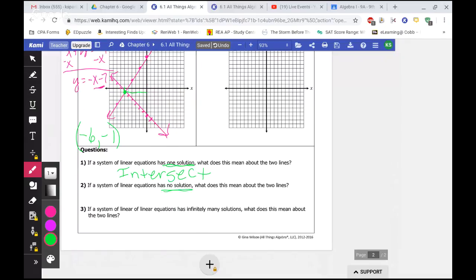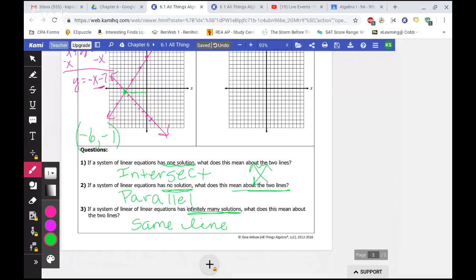If a linear equation has no solution, what does that mean about the two lines? Parallel lines. They're parallel. Good job. And if the system of equations has infinitely many solutions, what does that mean about the two lines? Same line. They're the same line. Good job, Eli. That's really, really important to know.